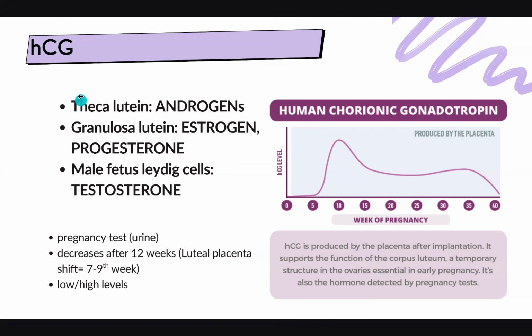Another very important and unique function of human chorionic gonadotropin is that it goes to the fetus itself, and if it's a male fetus, it goes to the Leydig cells and stimulates them to secrete testosterone. All right. Okay, now the pregnancy test that is usually done is by testing the urine for human chorionic gonadotropin. All right. Now, the levels of HCG actually increase. Okay, so this is the week of pregnancy.